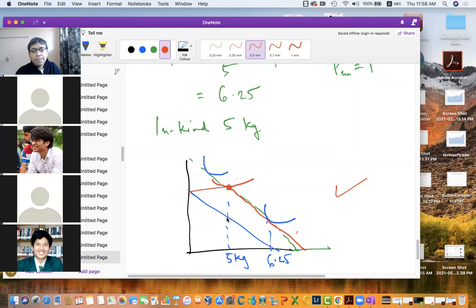Sir, and also can we do it like this: first we find MRS and then we partially differentiate with respect to X. If this comes out to be negative, then we will say it is a convex function. So convex IC will be there and an interior solution. Can we do it? No, a convex indifference curve doesn't mean the solution is interior.